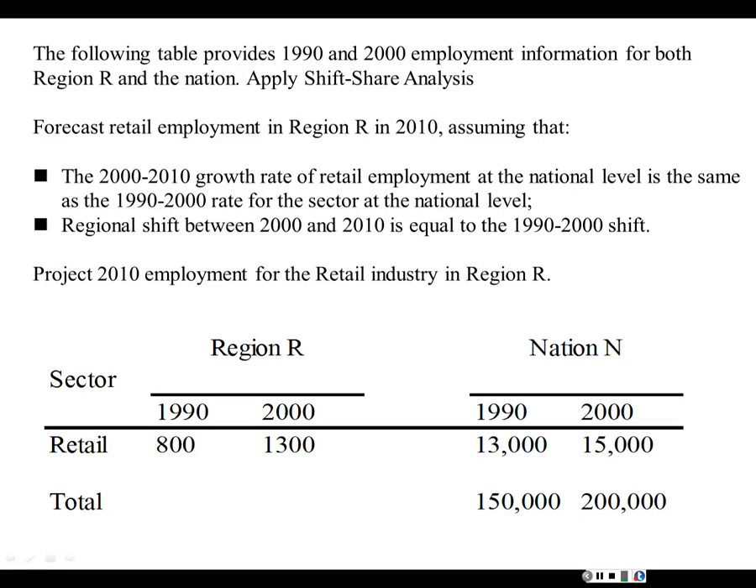This is an example that we did in class. So this is just one industry in the whole economy. But for your homework, you have like 4 industries, but you don't have total employment. Here I gave you the total employment, but for your homework assignment, you need to compute the total employment. For this example, I give you 1990 and 2000 information for the retail industry and also the total employment for the whole country in 1990 and 2000.